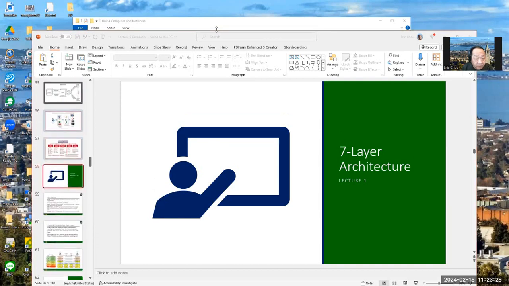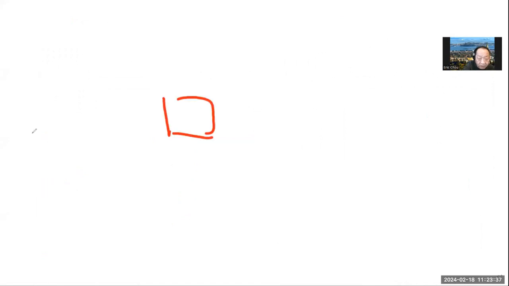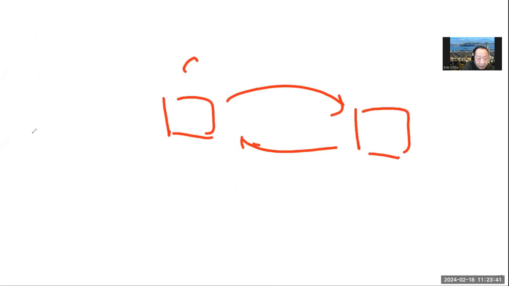So computer, sometimes we call it C&C, computer and communication. Your computer cannot be standing alone. You need to talk to another computer. Once you talk to another computer, the network is formed.